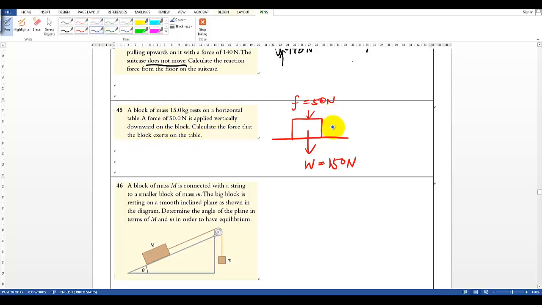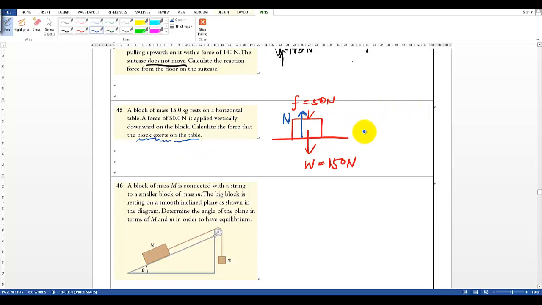So I guess the question is quite similar to what we did just now. You want to find a normal force experienced by the box, and this normal force, according to Newton's third law, action and reaction pair, will be the same magnitude as the force that is exerted by the box or block on the table.